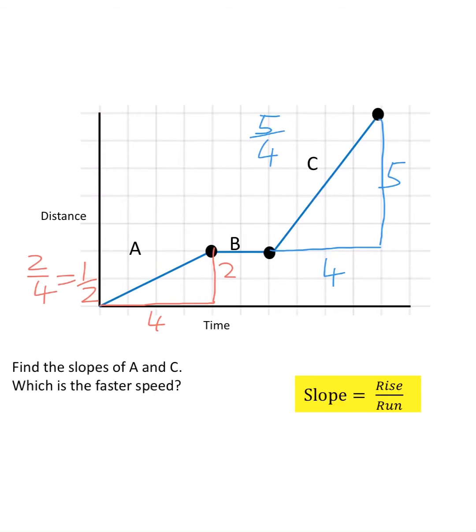So we're then asked which is the faster speed. So if you're unsure of fractions, we can maybe change these into decimals. So 5 over 4, that would be 1.25 of a slope. And a half, that's 0.5. So we can clearly see that 1.25 is greater than 0.5. So C has the faster speed.